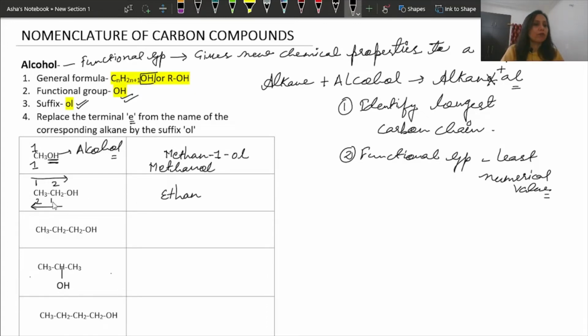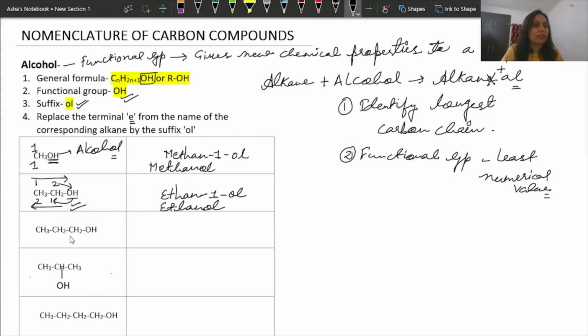So now from back to front numbering, the OH group is attached to the first carbon, right? When we are doing from front to back, the OH group is attached to the second carbon. So obviously we are going to take this numbering. So it will be eth-1-ol, or in other words we can also write it as ethanol simply.